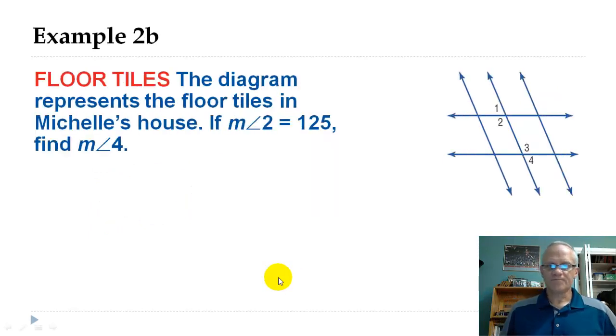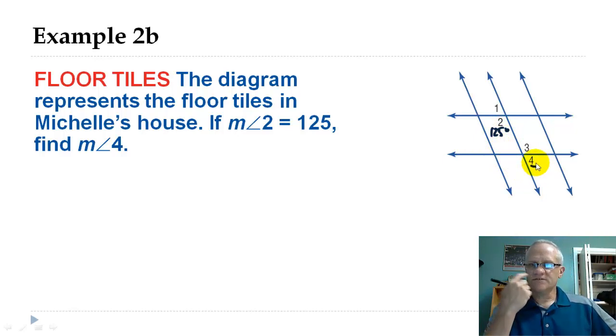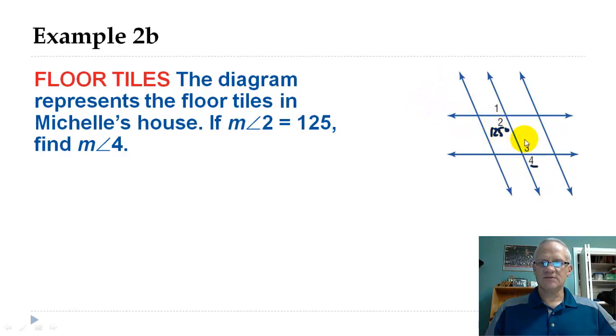All right, example 2b. Again, same diagram here, and again, they said that angle 2 is 125. Find angle 4. Here's angle 4 down here. Now what can we do? Let's think through this again. With what we've learned so far, we just talked about in the last example that 2 and 3 are alternate interior angles, and so we could make angle 3 also 125. And so now if we get this being 125, 3 and 4, is there anything you can figure out between 3 and 4?